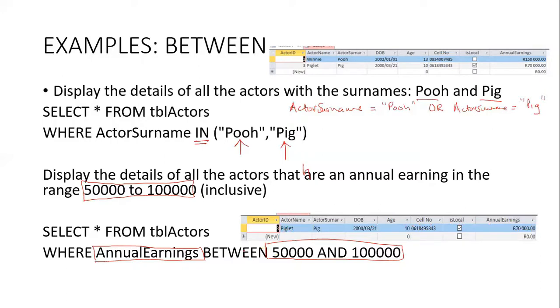And the between operator is similar to using the and operator. So we could have said where annual earnings is greater than or equal to 50,000 and annual earnings is less than or equal to 100,000. That would be the equivalent instead of using between.